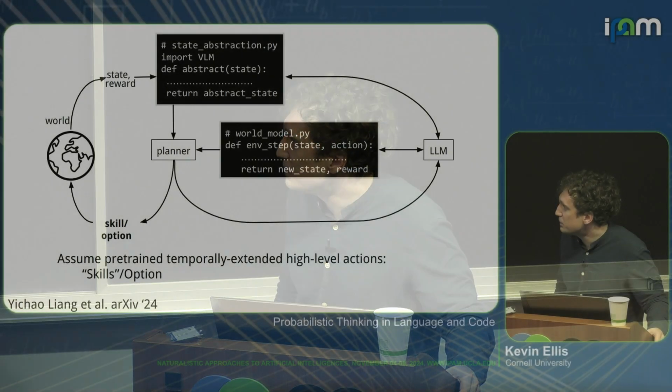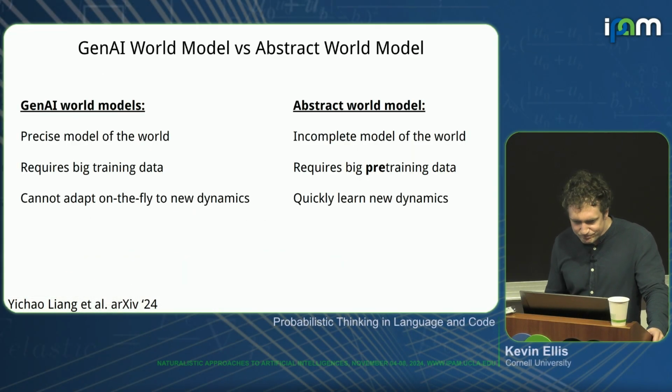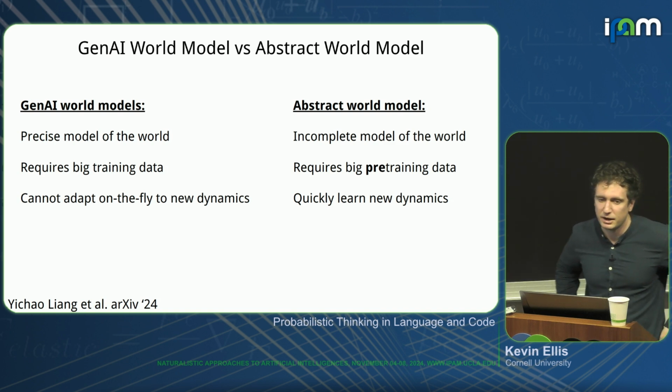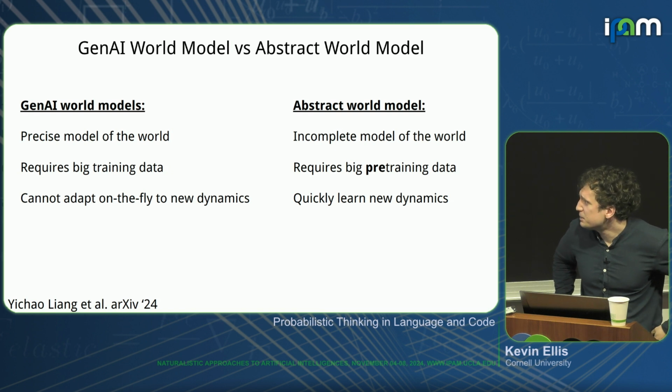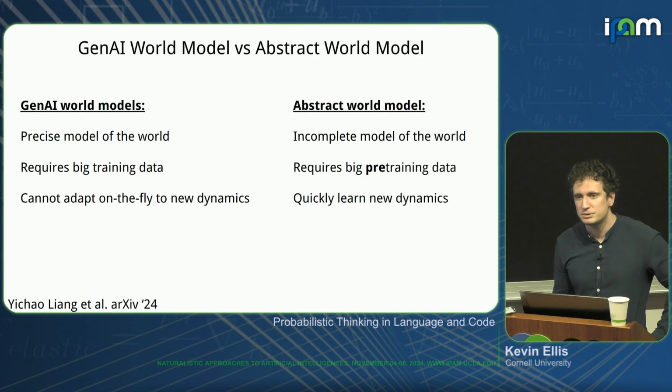Okay, so this is our picture. We're synthesizing two programs. Big caveat, we have these pre-trained options or skills. So just to situate this with respect to these Gen AI world models, here we're deliberately trying to construct an incomplete model of the world. As a consequence, though, we're going to be able to learn it from relatively small amounts of data, assuming we have good pre-training. So pre-training that tells us not just about code, but how code relates to stuff in the world.